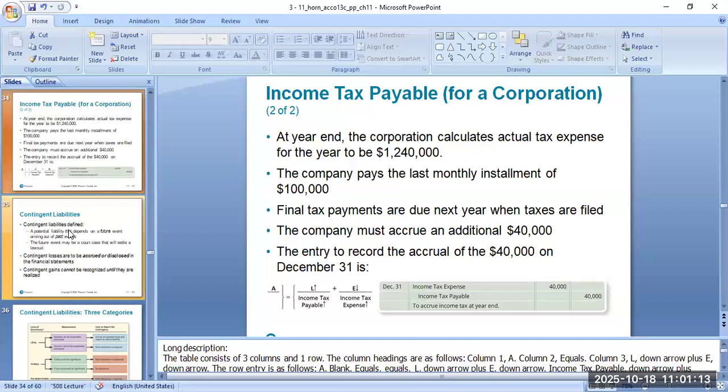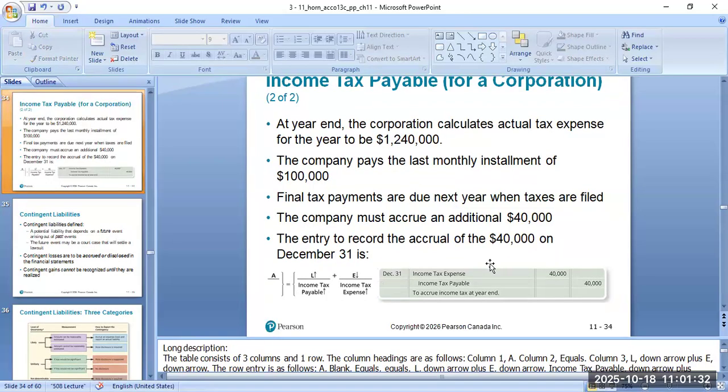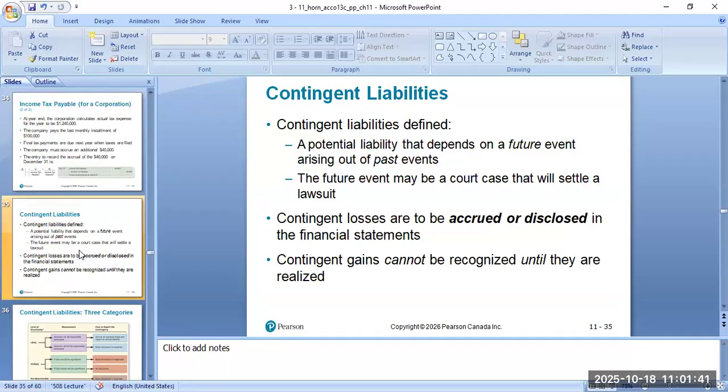Okay, let's pay it. And now the entry is very simple. It's going to be income tax expense $40,000, income tax payable $40,000. Sorry, that's the accrual for the dollars owing. And when we actually have to pay it, then it's going to be income tax payable $40,000, cash $40,000. And we're done with income tax and income tax installments.